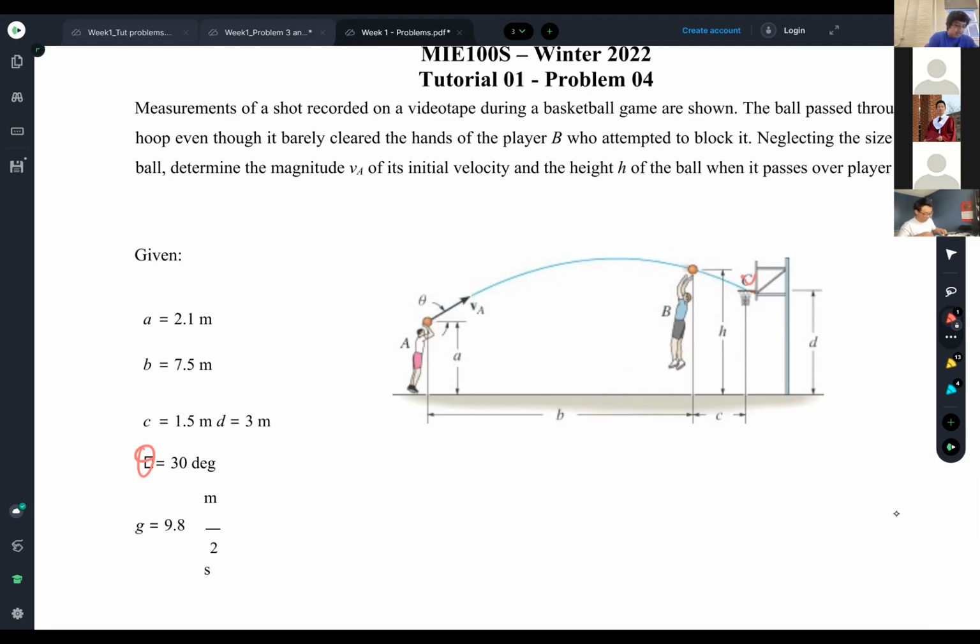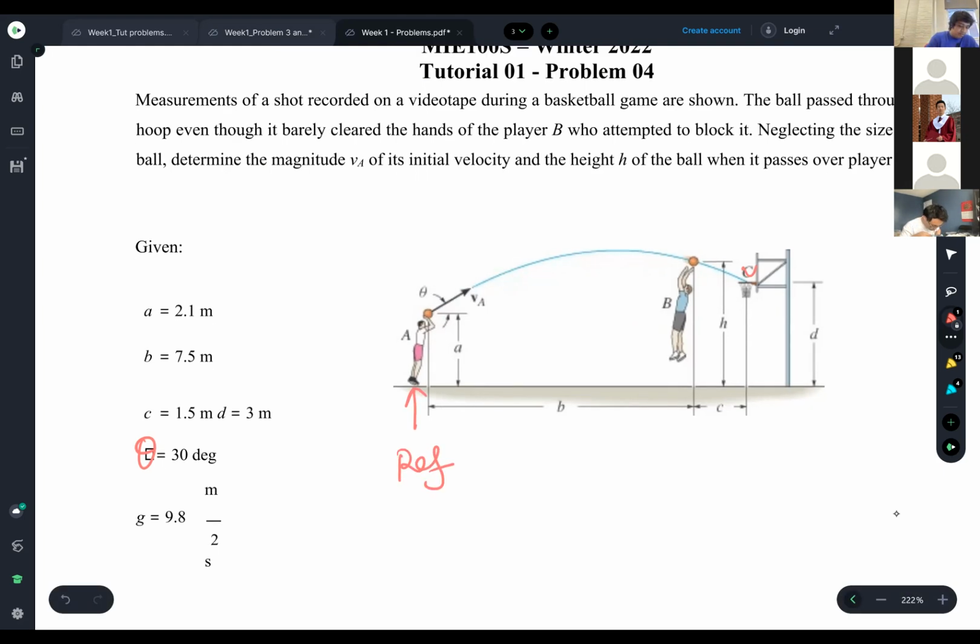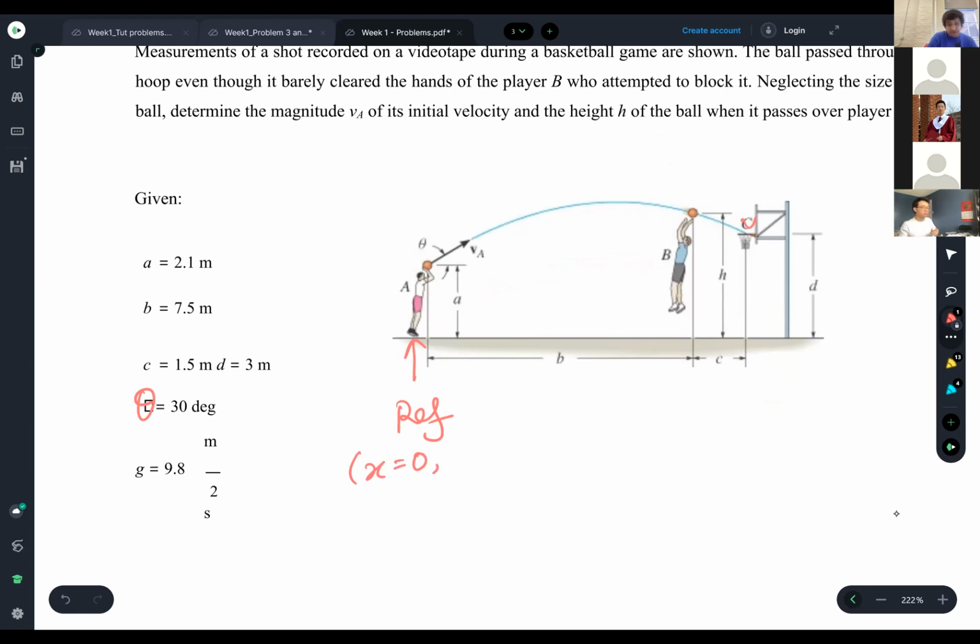First, let us see what is the initial position. Let's say this is our point of reference, okay? So we can consider X equal to 0 and Y equal to whatever this height is, that is 2.1 meter, right? Then this is for point A. For point B, since it's barely clearing this guy's hand, we can consider X equal to 7.5 because this guy is standing here, right? And for Y, we do not know. We'll have to solve it.